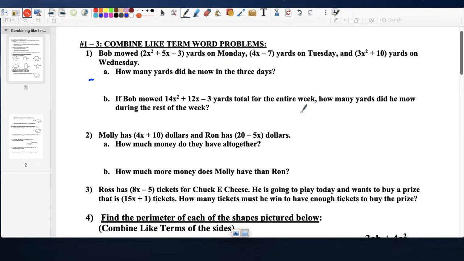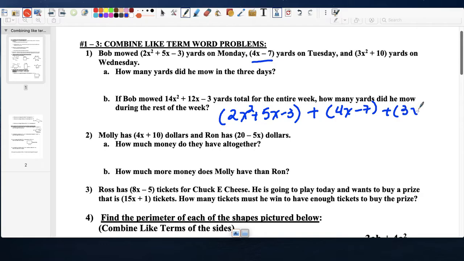So I'll do it over here. If we're adding these expressions, I'm going to leave them in parentheses. So it's 2x squared plus 5x minus 3. And then to add, I'll put the next one in parentheses too. And then finally, the last expression.